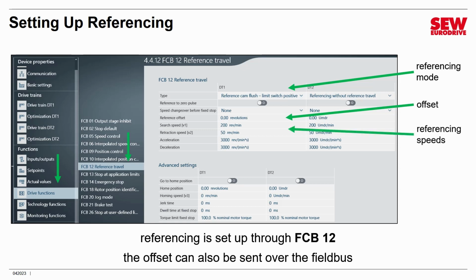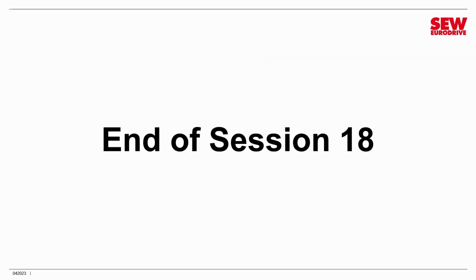Here are the two referencing speeds, the search speed and the retraction speed, and you can set them to whatever you like. Of course, the search speed is typically the faster of the two. There are also two ramps, acceleration and deceleration, for referencing. So referencing has its own independent ramps. And that is pretty much it. It is very simple. It can be set up quite easily, just a couple minutes.